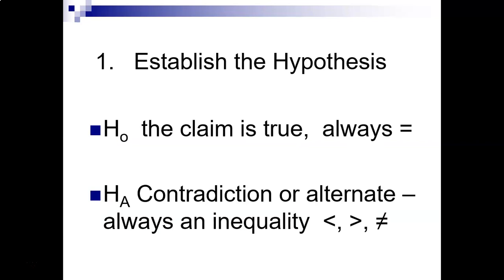So H0 says that the claim is true, so it's always going to have an equal sign. H0 is what we call our null hypothesis, N-U-L-L. And then HA is our alternative. It basically is what we say is true if H0 is wrong, so it's always going to have an inequality sign. It's always going to have either a less than, a greater than, or a not equal to sign. That helps us figure out the direction of our alternative, what's really going on with that data.